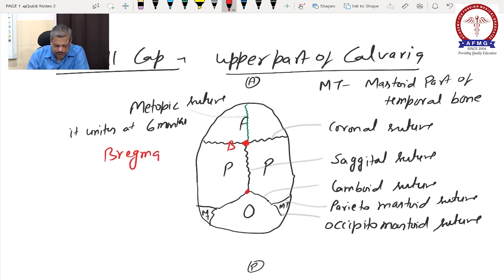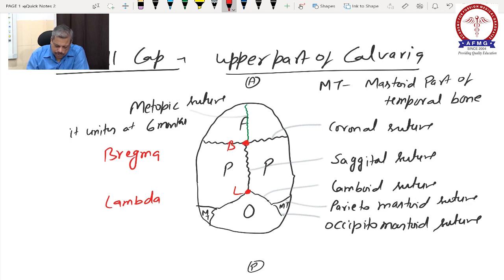Then posteriorly, this is where the sagittal suture and the lambdoid suture meet. This is the lambdoid suture, and they meet at the lambda. This is the bregma, and this is the lambda. Bregma and lambda. Now see, this is the lambdoid suture.